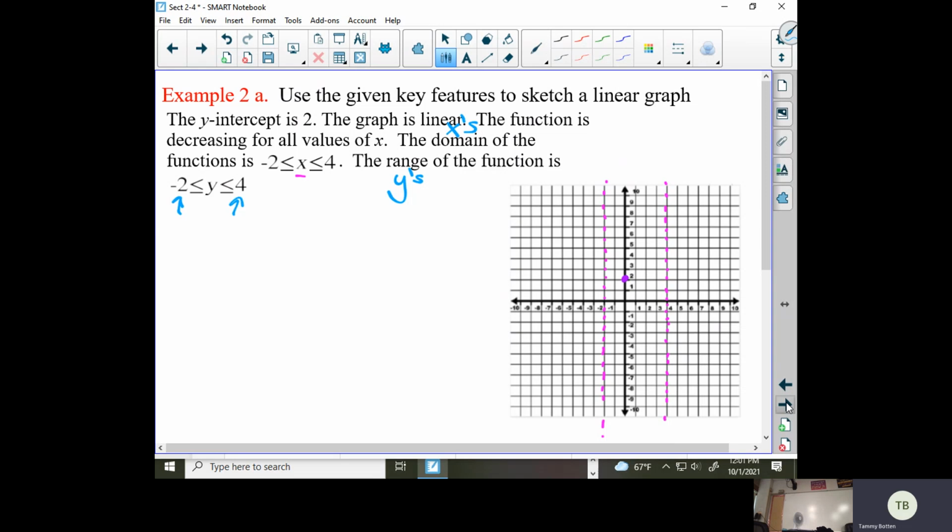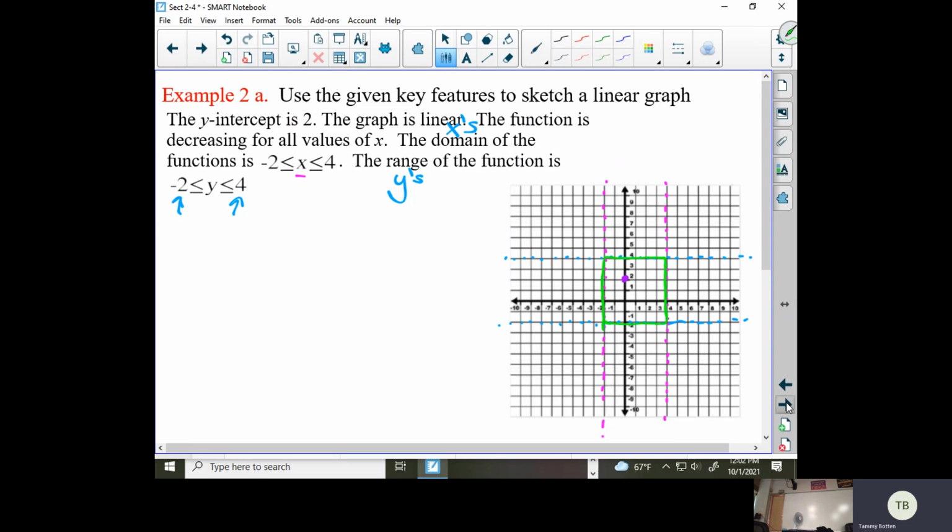So you go to your y-axis and at -2 draw a horizontal line, and at 4 draw a horizontal line. Okay, so what this means when they give you the range or the domain is our graph is only going to fit in this box here, which is restricted by the range values and the domain values.